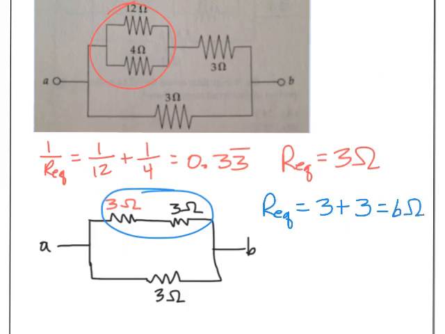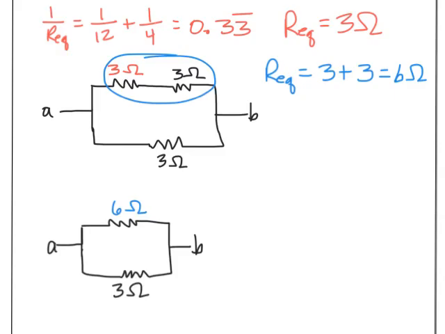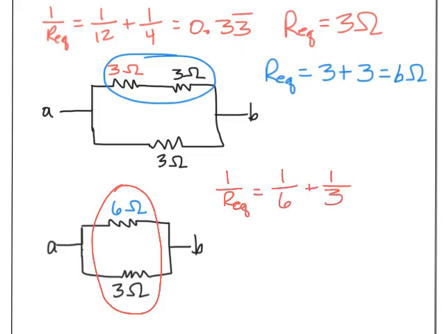And we can redraw the circuit again. I've replaced these two in series with each other and reduced them down to one resistor and redrew my schematic. Now we can see that these two are in parallel with each other. So we need to find the equivalent resistance by adding them in parallel. So I'm going to add those inverses.